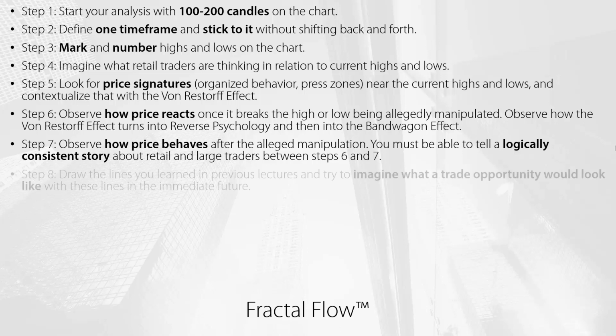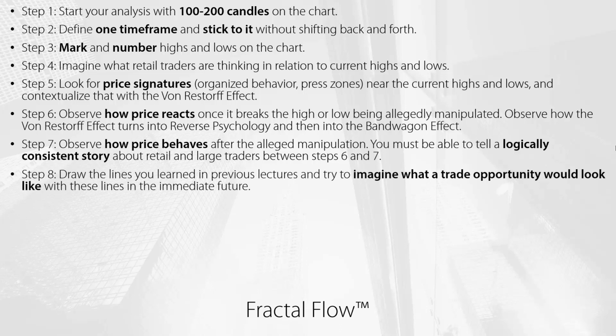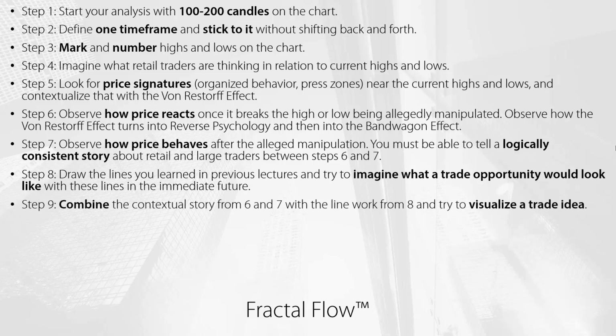Step number 8 is to draw the various types of lines you learned in previous lectures, so you can try to identify possible levels where a trade opportunity might arise. This is where you have to be creative and use other tools like support and resistance lines, and even other methodologies like the fractal flow, for example. The more elements you have pointing to the same area in the chart, the better and stronger the signal is going to be. Step number 9 is where you will be combining the line work with the contextual story about the manipulation to form a trade idea.